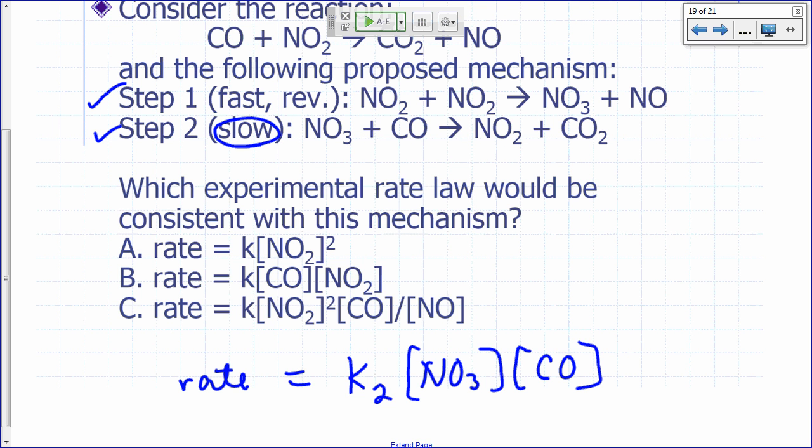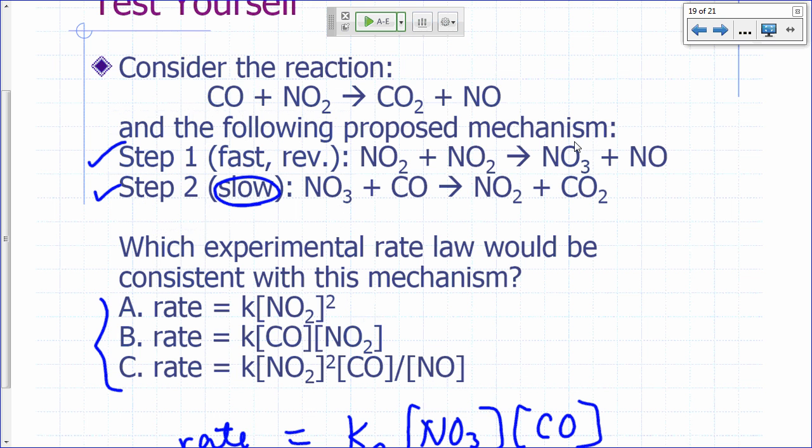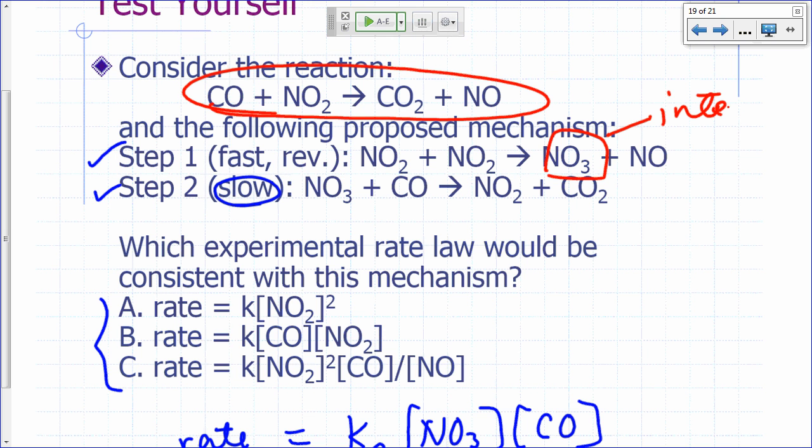Okay, do you see any of that here? No. But let's see if we can make it look like one of these three. NO3, what do you know about NO3? Is that involved as a reactant or a product? Do you see NO3 over here? Overall reaction? No. What do you call NO3? An intermediate, right? So you don't want to see the concentration of an intermediate in your predicted rate law. So you need to express it in terms of the reactants and or products of your reaction.